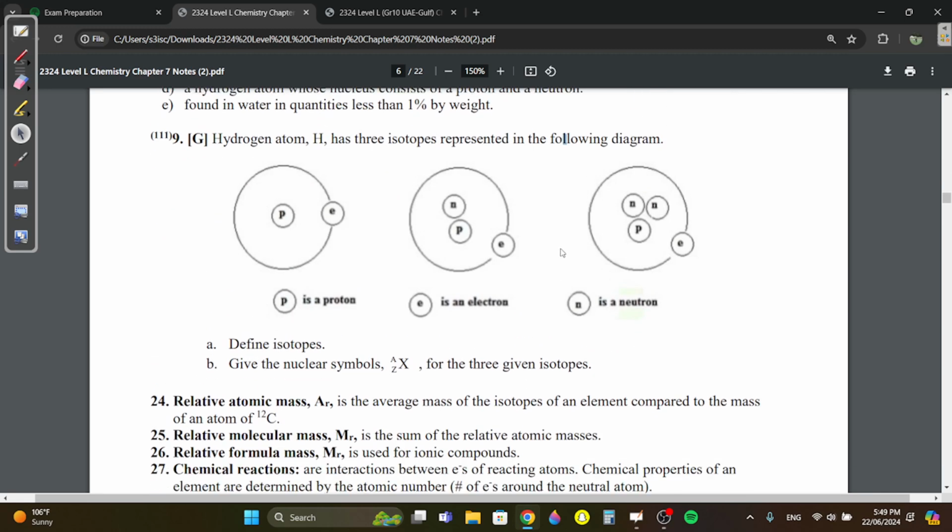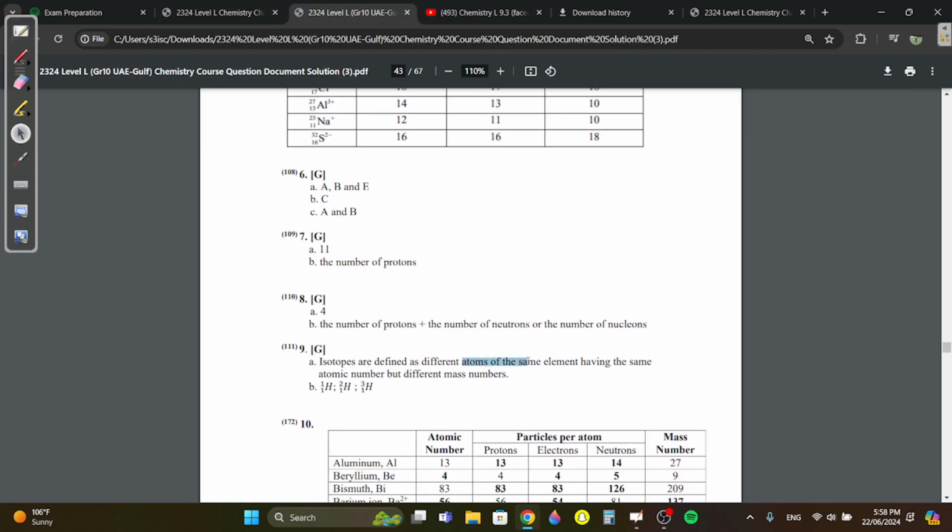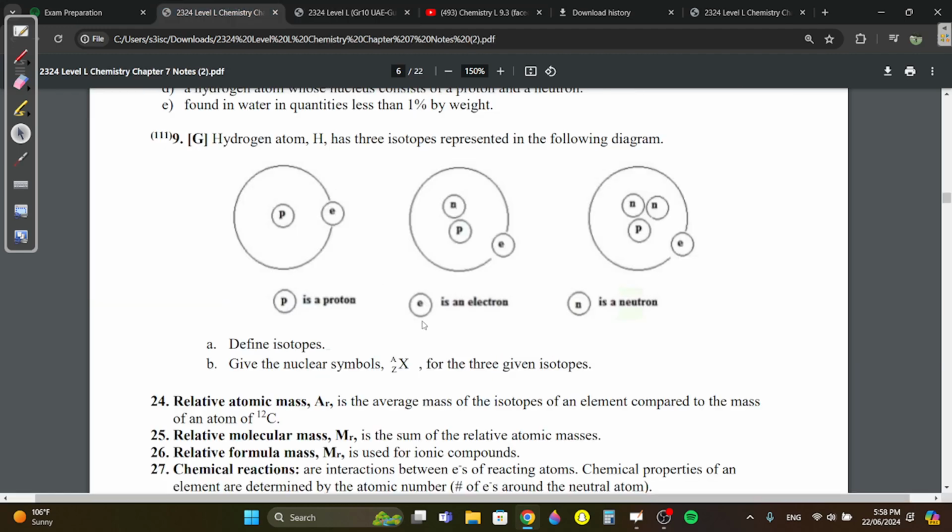Question 9, hydrogen. Okay, now for question 9, define isotopes. Isotopes are just atoms of the same element having the same atomic number but different mass numbers. If you define it like this, you get full marks.